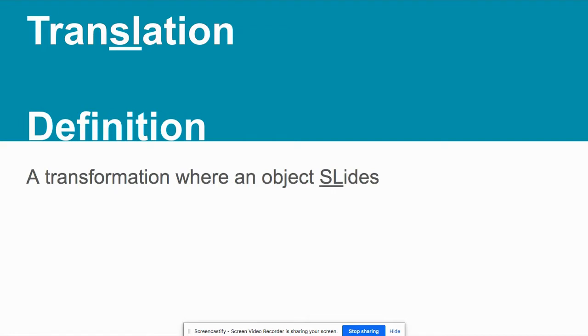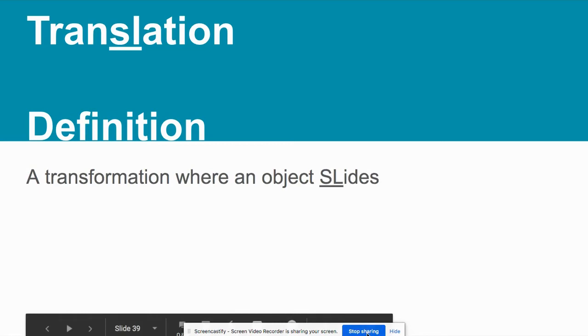Transformation just means how we might change an object, like sliding it across the screen, like how we saw Pac-Man move. Notice with slides, I underlined SL, and there's an SL in translation. That's just a trick in terms of how you remember the definition for a translation. So we're going to be talking about sliding an object, just like how Pac-Man was moving on that screen. So I'm going to change screens here, and I'm going to show you an example of what this might look like in a problem.